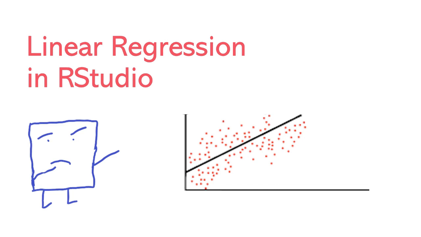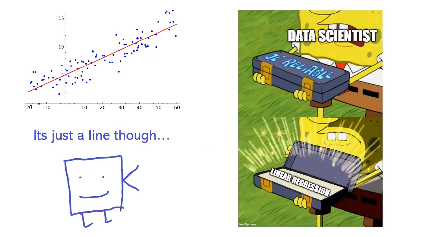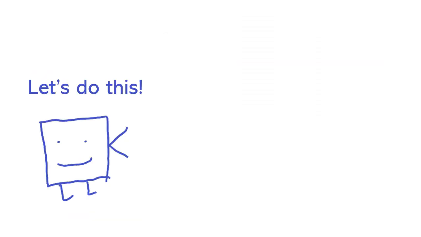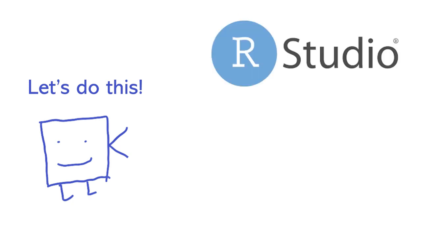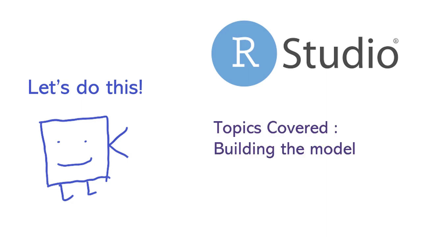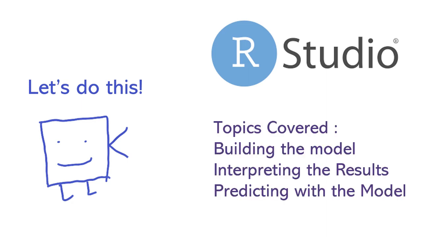Linear regression in RStudio. When it comes to machine learning models, linear regression is the most simple yet effective model available. It's really old, dating back to the 1800s, yet it is still very reliable. This video aims to introduce you to linear regression using RStudio. The topics covered are the building process of the model, interpreting the results, and predicting with the model.